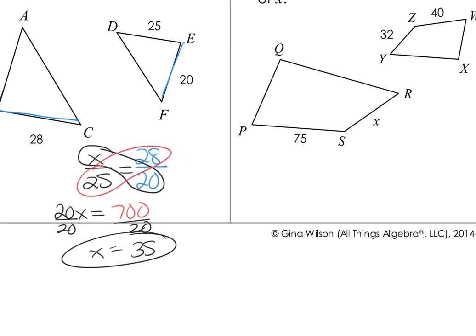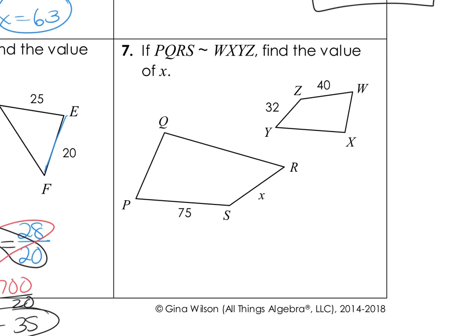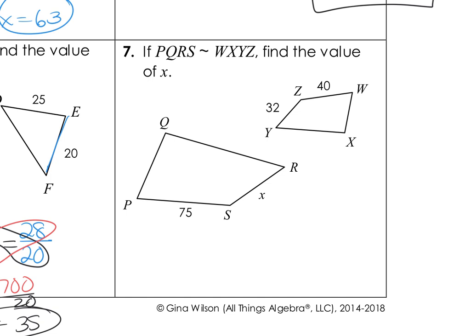All right. Let's take a look at 7. So same thing. They're giving me the similarity statement. This is huge because I know what corresponds with what. So I have side PS over here. I might just jump in there. And then we also have side SR. So maybe I'll start with side RS or SR because that's x. So that's the last 2 letters. That has to match up with the last 2 letters on the other quadrilateral, which is going to be Y to Z. So I'm going to begin my proportion with x over 32.